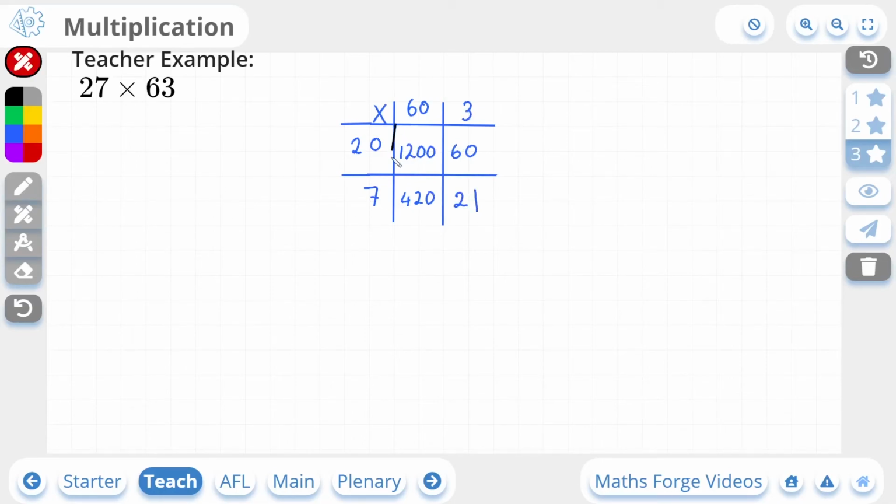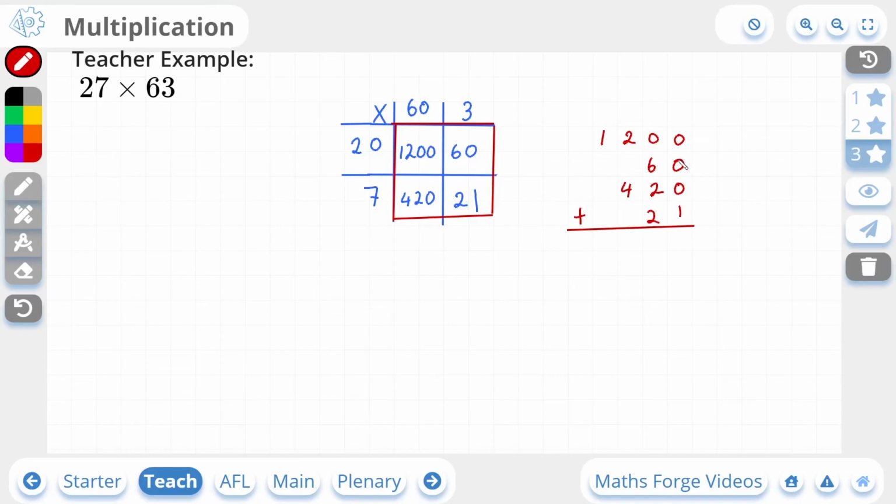So now we have to be careful. We're going to add these numbers up together. These numbers here at the center. The numbers that we got by multiplying the rows and the columns. So let's go ahead and add them together. It's going to be 1,200 plus 60 plus 420 plus 21. Let's rule off.